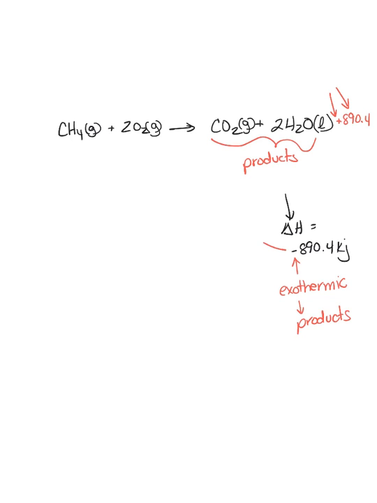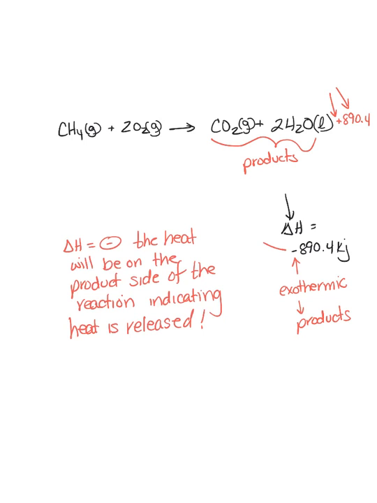We'll look at an endothermic reaction in a few minutes, but the endothermic reactions, the delta H would be written on the reactant side. Let me write that down for you. So you see here, I wrote it for you. It says delta H is negative. The heat will be on the product side of the reaction, indicating the heat is released. But we always write it as plus heat, even though it was negative when it was written as a number outside, right here. Okay, hope that makes sense.